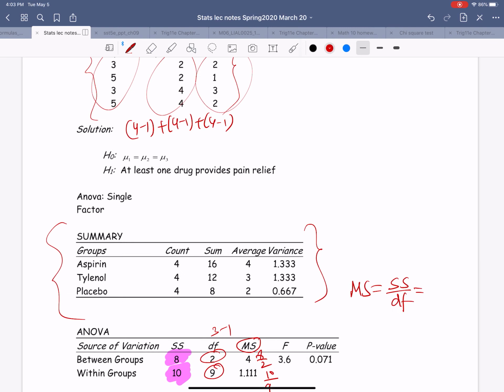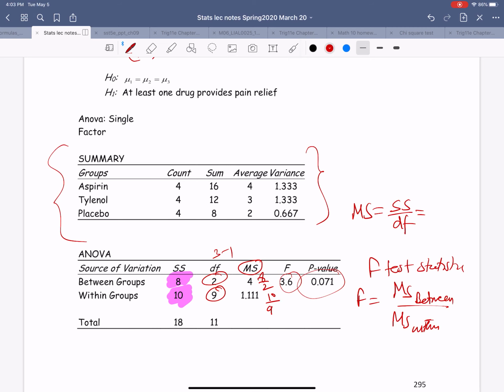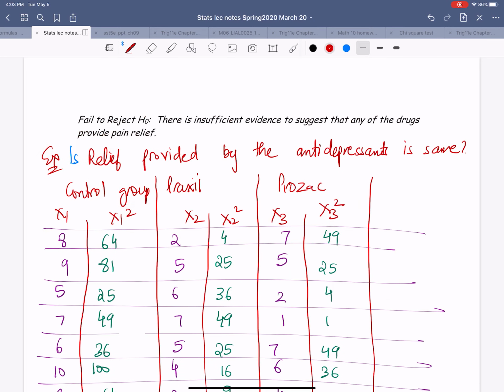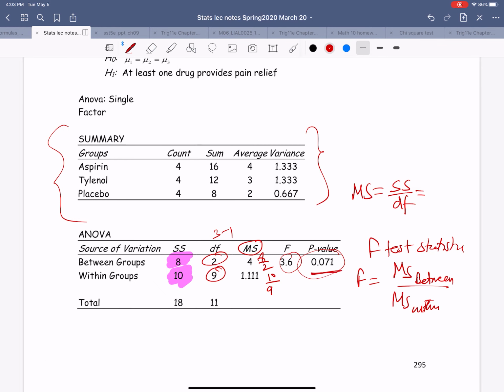And at the end, we calculate the F-test statistic by using the formula: F is the mean square between divided by the mean square within. Then we get the critical values from the table. The p-value can be calculated using software like StatCrunch or a calculator. And then we make a decision whether to reject the null or fail to reject the null. In this case, we would fail to reject the null because my p-value is higher than the alpha, and we did use alpha as 0.05.